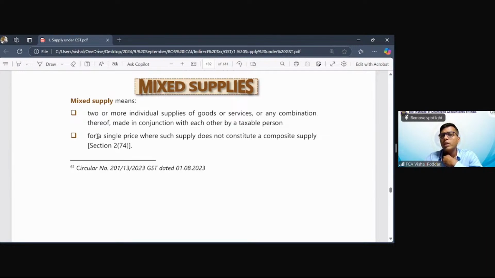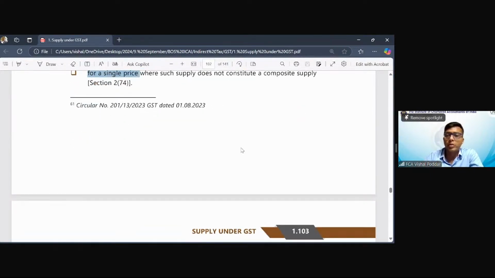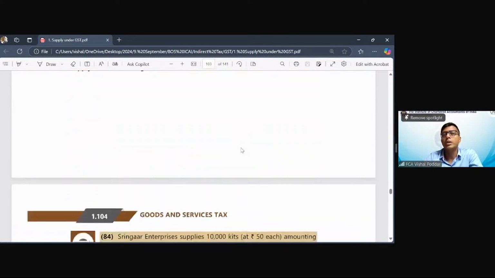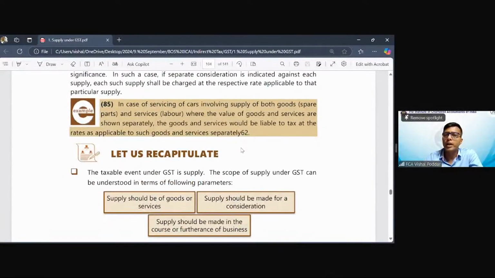Here there is only one condition, that there should be a single price. Now, if the breakup of the individual prices is given in the bill, it will not be treated as mixed supply, because for mixed supply the condition is that one single price should be given. And once it is a mixed supply, it will be treated as the supply of the highest rate item. It may be goods, it may be service.